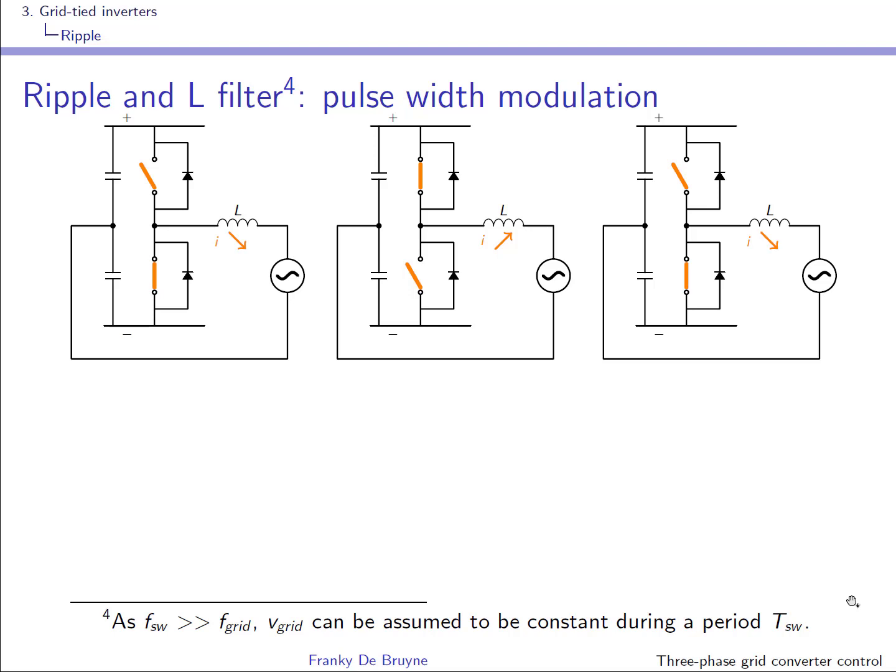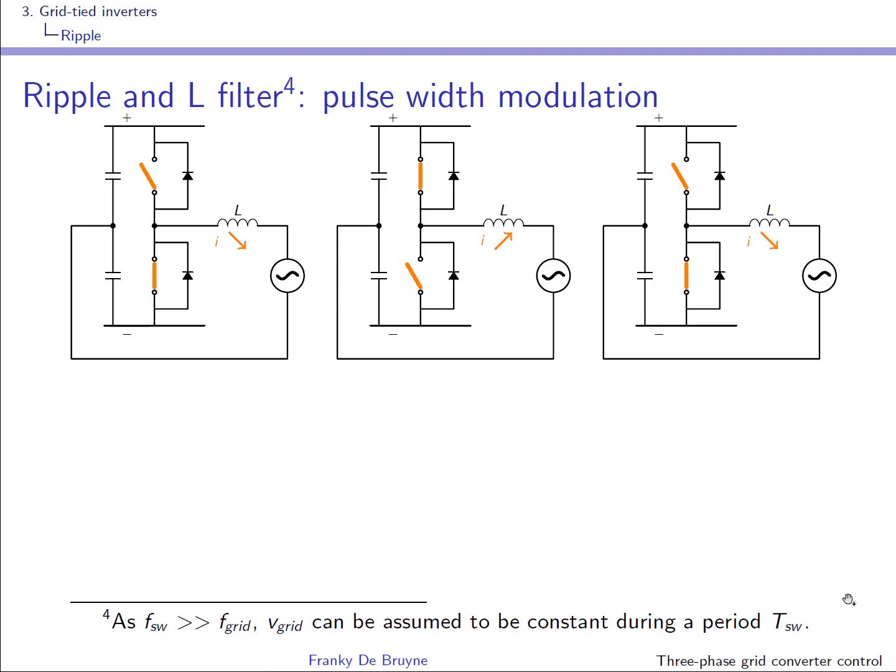Well, you remember that the switching frequency, which is approximately 20 kilohertz, is much higher than the grid frequency, which is 50 Hertz. So this means that over a period they switch 1 over 20,000. Well, the grid voltage, which is evolving at 50 Hertz, can be assumed to be constant. It will not change a lot.